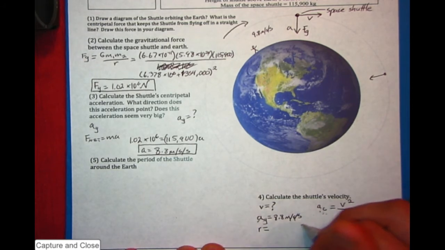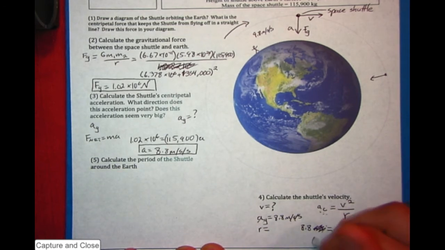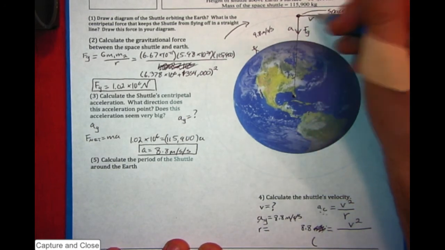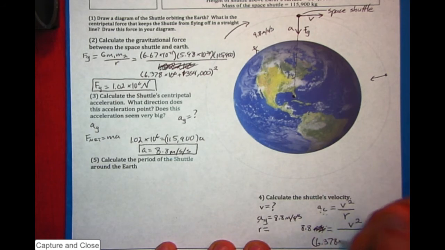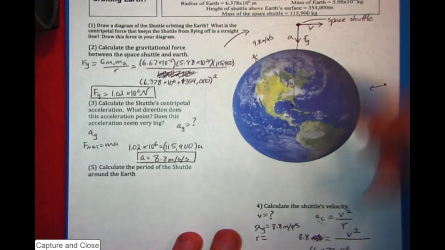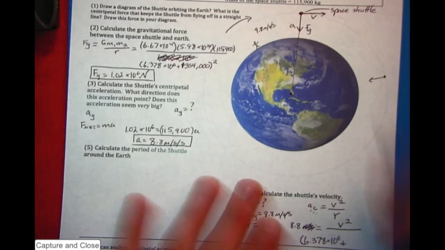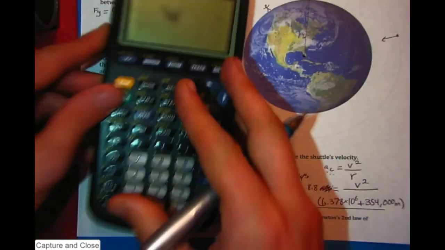So 8.8, we don't need the units, is going to be equal to what we're looking for, our velocity squared, divided by our radius. And remember, this is still the radius of the circular path our object is taking. So we have to use the radius of the Earth, which is 6.378 times 10 to the 6th, we got that in our useful values up here, plus the height that the space shuttle is above the Earth, 354,000 meters.